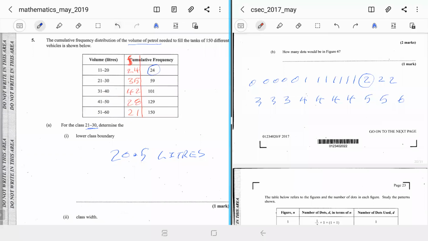24 vehicles use less than or equal to 20. That's what cumulative frequency is, the total. 59 vehicles, all of these, use less than or equal to 30, because less than or equal to 30 is all of these measurements. 101 use less than or equal to 40. Less than or equal to 40 is all of these, so all of the vehicles here add up to 101.